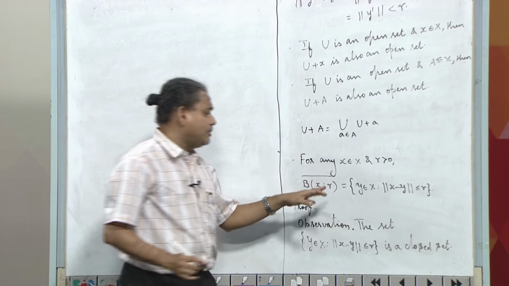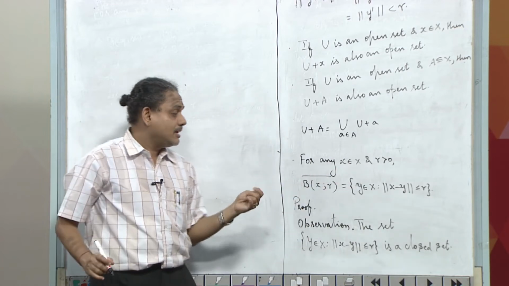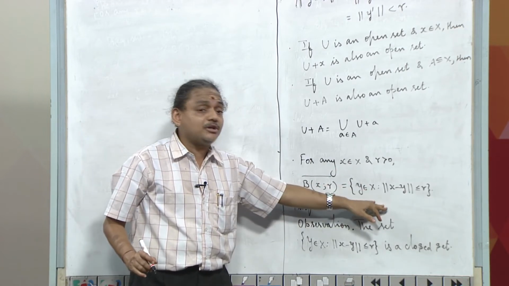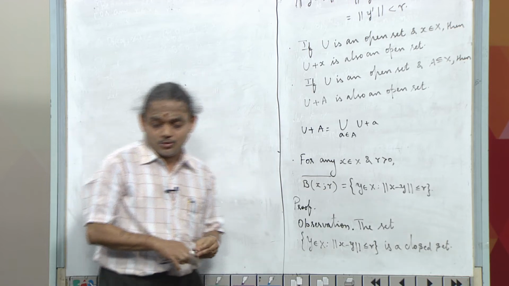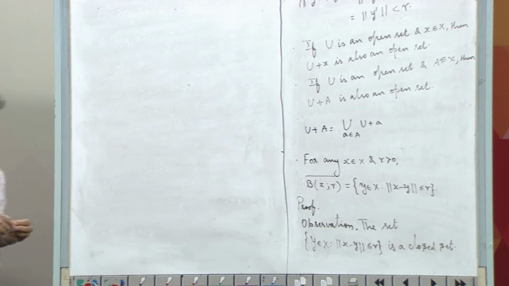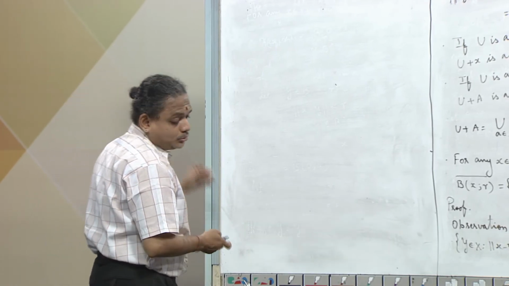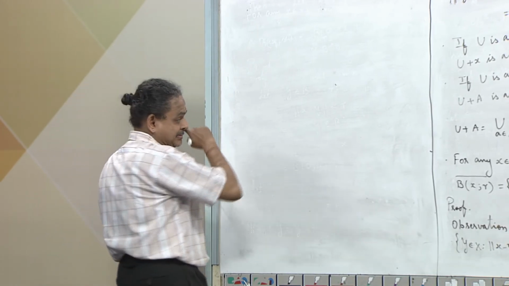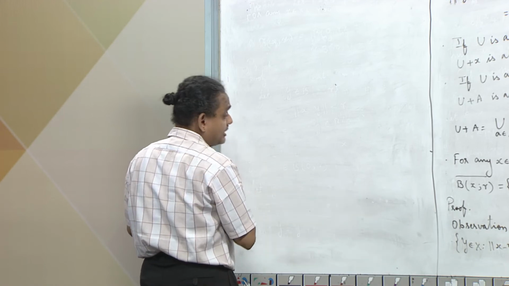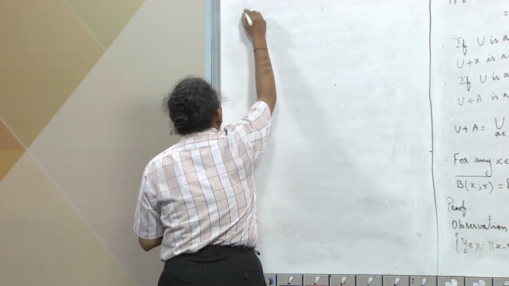So, one should be able to show that this set is a closed set, in the sense that the complement is open. That should be quite easy to show. One should be able to show that part, it is not a difficult one. Now, let us go through. Well, this is a closed set also.